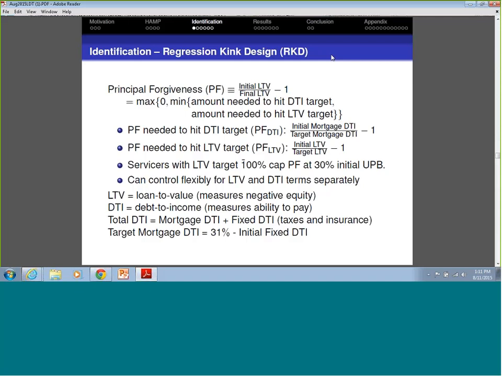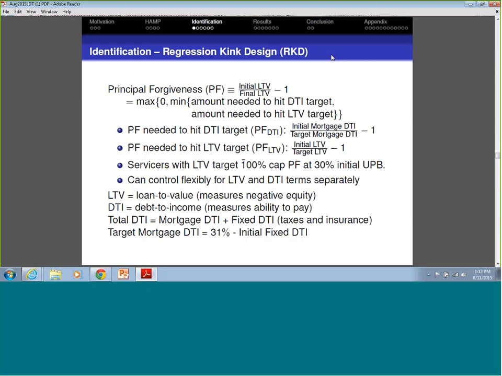We do that because there may be selection on pre-modification characteristics. So if you have a very high LTV, for example, or a very high DTI, you may have a baseline default rate that is different than somebody with a lower LTV, who might get less principal forgiveness. So by controlling separately for the characteristics that determine the policy, we can infer the effects of the policy.